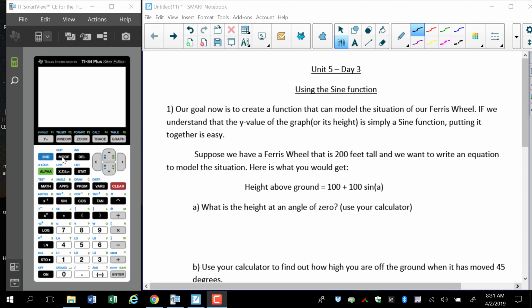First of all, we're going to be in degree mode, so make sure you hit the mode button on your calculator and make sure this right here is highlighted on degree. So don't have it like this. Go over to degree, click on it, make sure it's highlighted on degree, otherwise the answers won't really make sense.